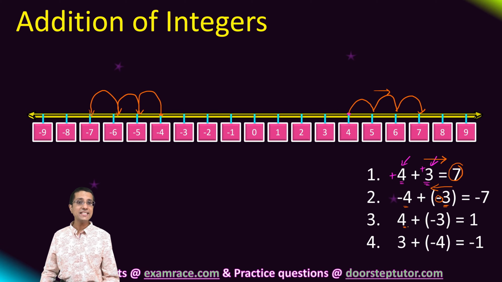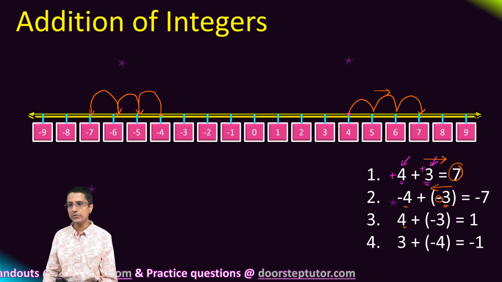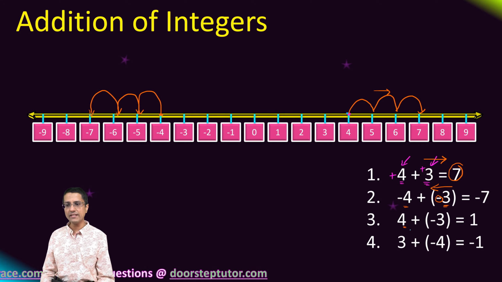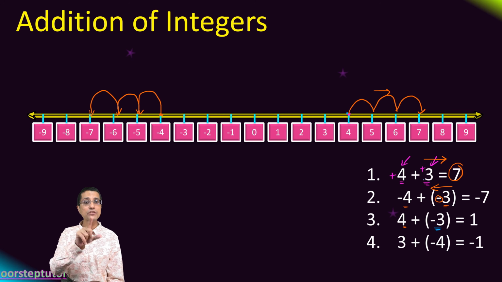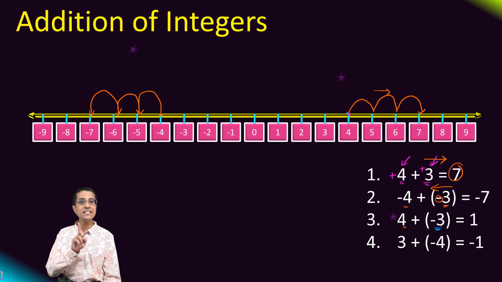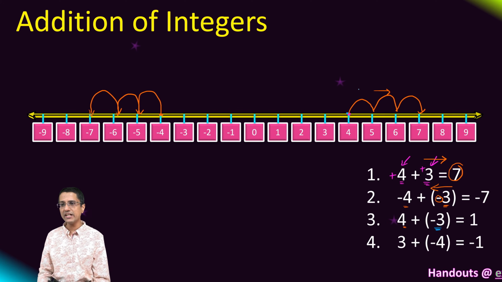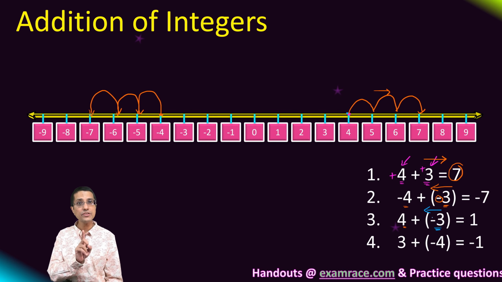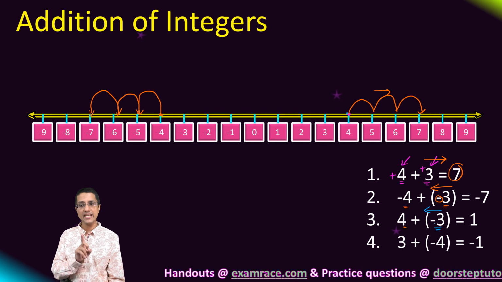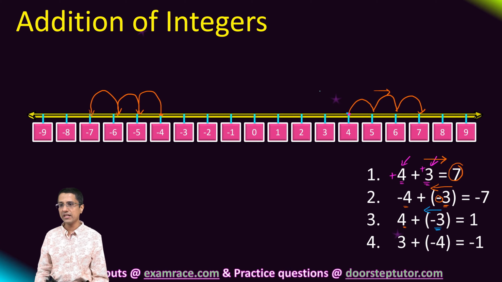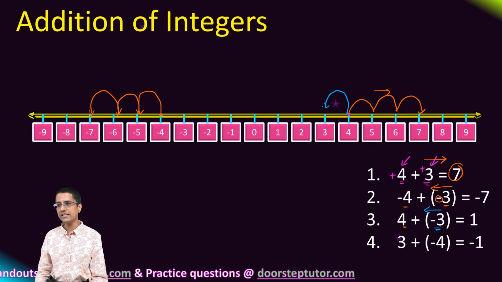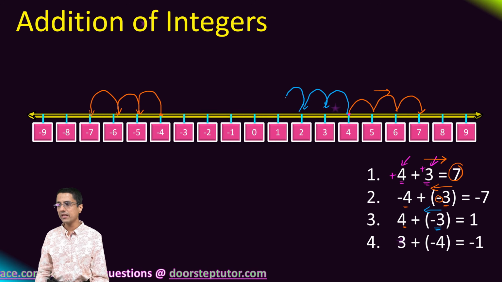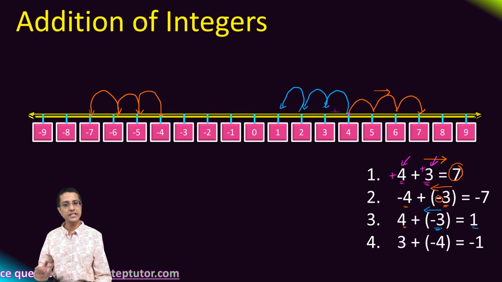Now in the next case, we start with 4. So our starting point is 4 itself. But this time, in the first case, it was +3. In the third case, it is -3, which means that instead of going towards the right, we would go towards the left. Because our operand has a negative sign, we'll go towards the left. So we go towards the left by how much? This time also we'll go by 3 only, and we end up at 1. So that is our answer.